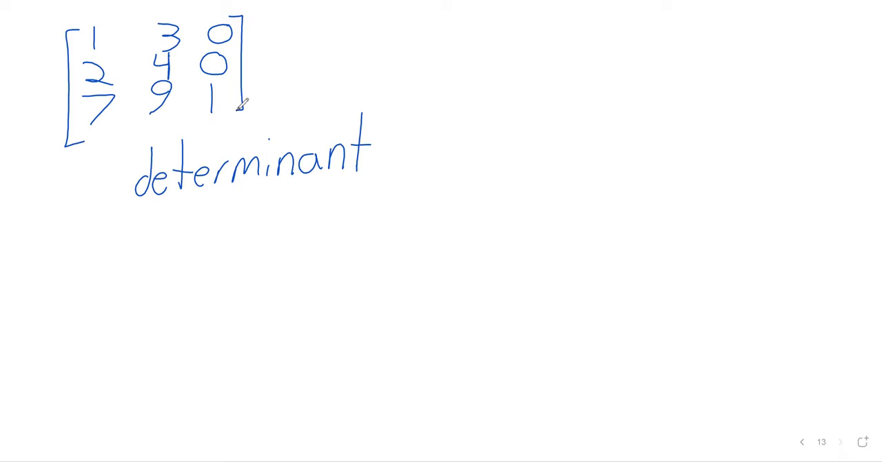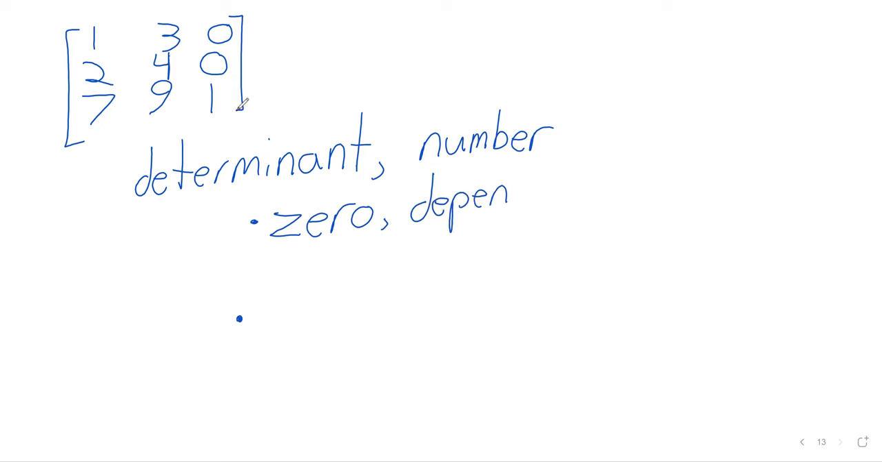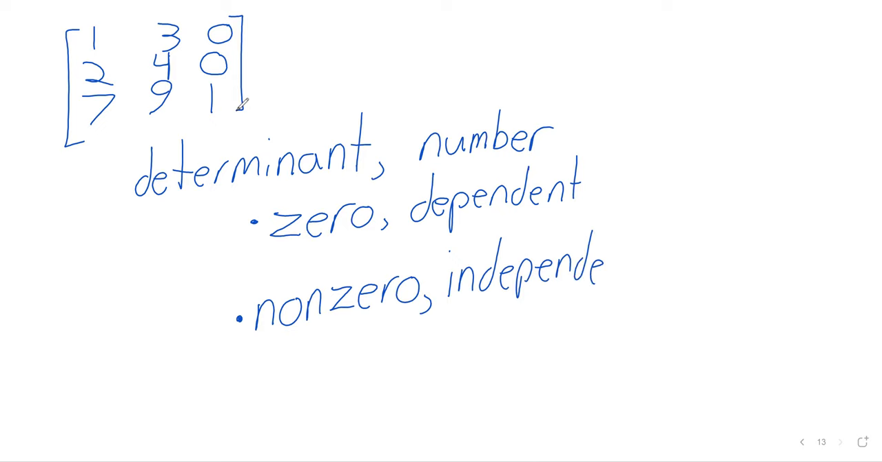We can look at something called the determinant of the matrix. And the determinant is a number. And for our purposes, the only thing that matters about the determinant is that if the determinant is zero, the columns of the matrix are dependent. And if it's non-zero, the columns of the matrix are independent.